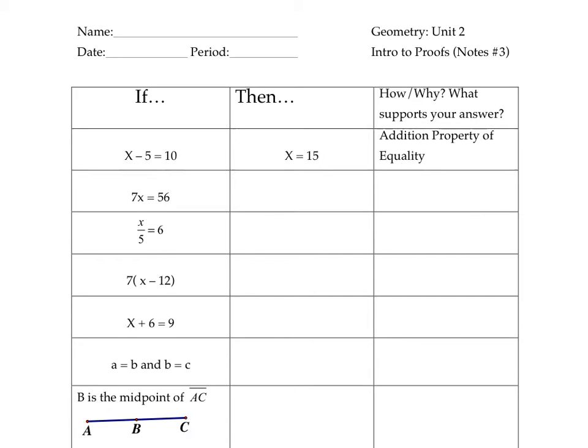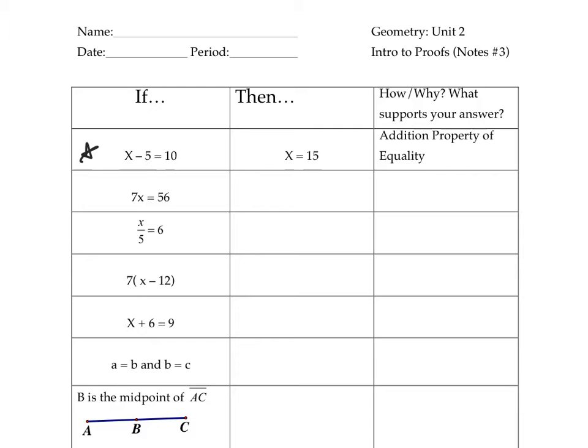In our left-hand column, that's our hypothesis, or the if portion. Then we're going to try to make a conclusion in the middle column, and in the far right column, we're going to try to give a reason why we know it's true. For example, in the first one, if x minus 5 is equal to 10, then we know that x is equal to 15, because we could add 5 to both sides of the equation to solve it.